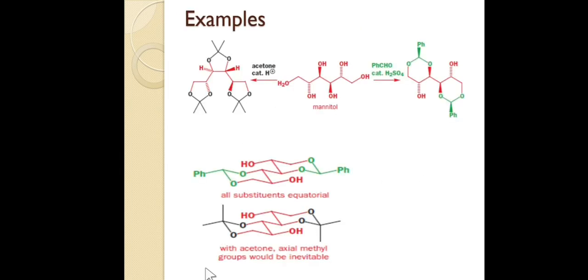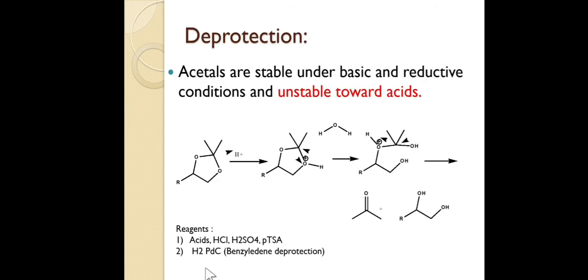1-dimethoxymethylbenzene or benzaldehyde in presence of an acid catalyst. So friends, we also discussed the mechanism of formation as well as some examples. Lastly, we discussed the deprotection mechanism, how the acetal protection is unstable towards acid and how it is deprotected in presence of HCl, H2SO4, PTS, such acids, or in presence of H2, Pd/C.